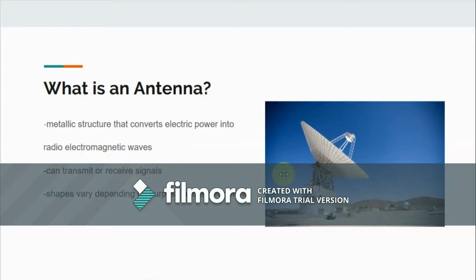An antenna is a metallic structure that converts electric power into radio electromagnetic waves. It usually operates in conjunction with a radio transmitter or a receiver. Antennas come in all shapes and sizes depending on their purpose and function. They can be, but are not limited to, the following shapes: straight rods, bent or angled rods, rectangular or circular planes, or bowl or dish-shaped structures.